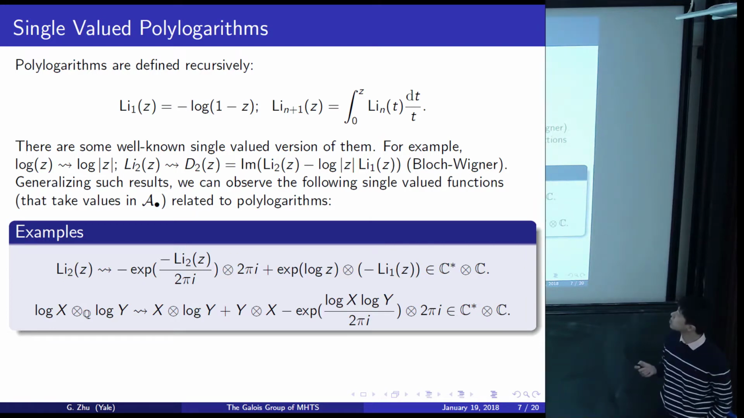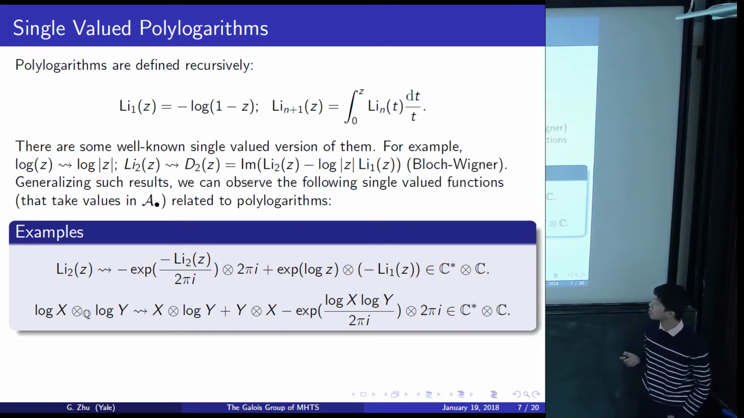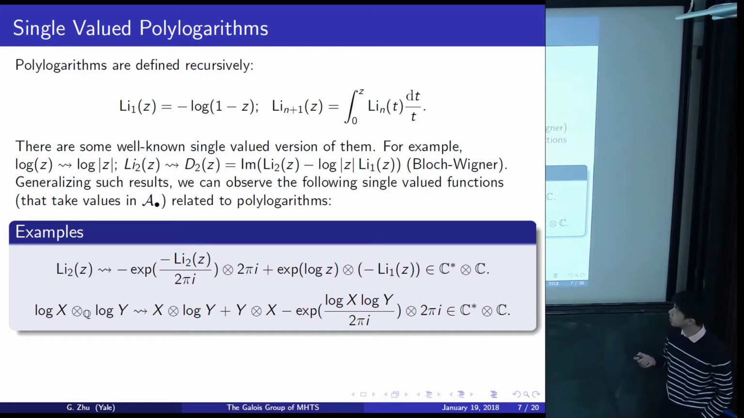Analyzing these results, we can observe the following single-valued functions. In fact, they take values in our Hopf algebra A, related to the polylogarithms. For example, V2 can correspond to this thing, basically the exponential of V2, basically Z, and 2 pi i here, and negative V1 here. Another example is log x tensor log y. We can associate log x tensor log y, and log y tensor log x, the exponential of log x log y tensor 2 pi i. It still lies in C star tensor C.